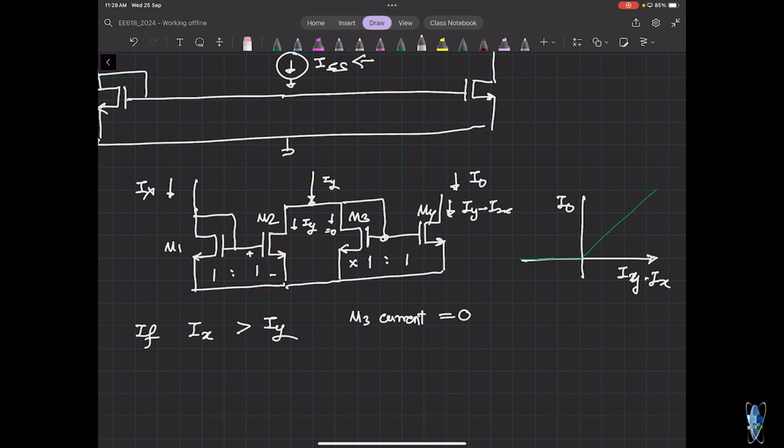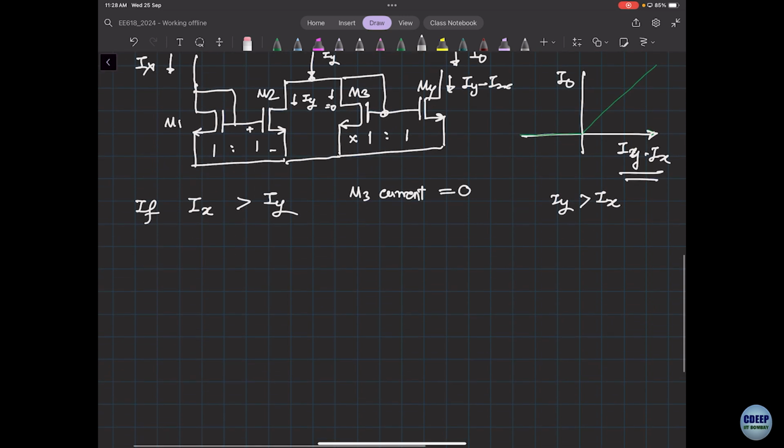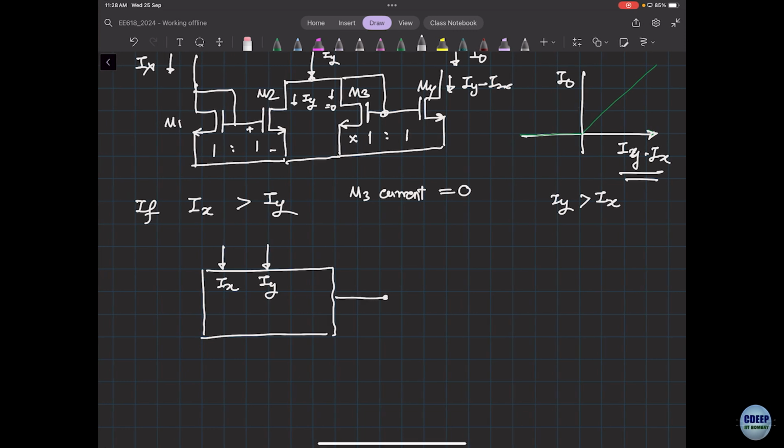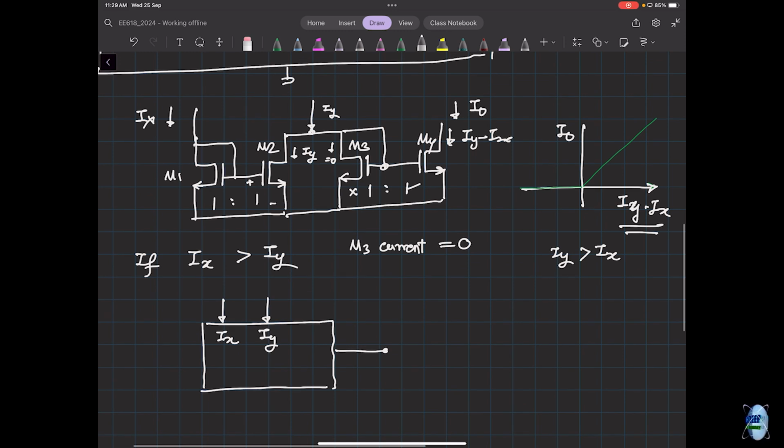Okay. So this happens only when IY is greater than IX. Okay. Similarly, think about the other way around. So let's say I put this in a box and let's just label these two currents. Let's call this IY. And if I extend this further, let's say we have K, then what will happen? This current will become K times IY minus IX, correct?